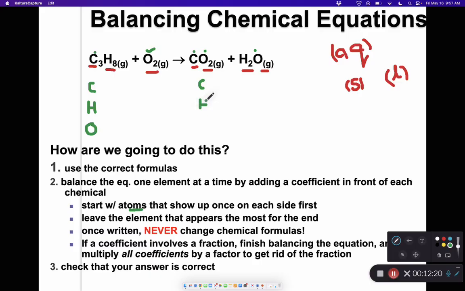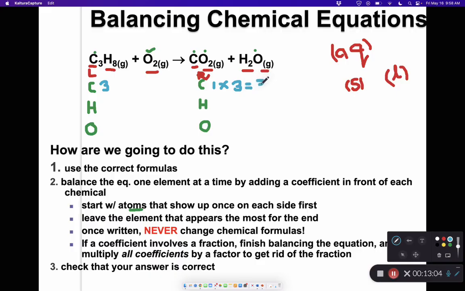I will keep track of each of the elements on both sides, and then we will solve this. So I'm writing these on the left hand side, and I'm keeping track on the right hand side. On the left hand side I have 3 carbon. I have only 1 carbon on the right, so I need to multiply the carbon on the right by 3, because 1 times 3 is equal to 3, and now I can balance, right?